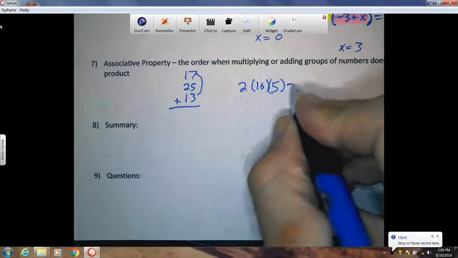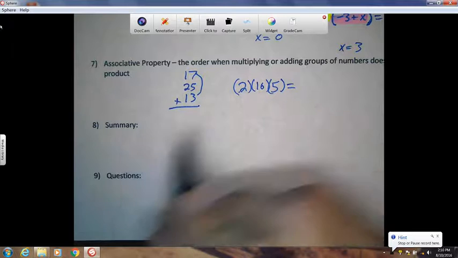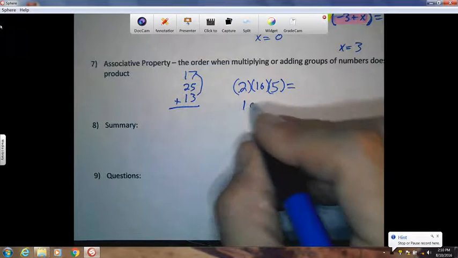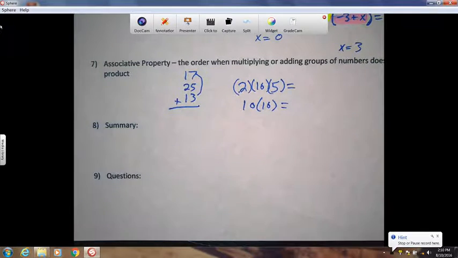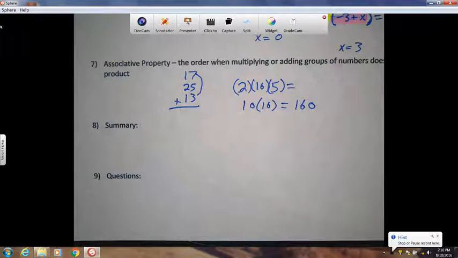If I have a multiplication problem, 2 times 16 times 5, order doesn't matter, so I might multiply 2 times 5 first because that's 10, and I know it's easy to multiply by 10 because 10 times 16 is 160. So just look for order. Sometimes that means multiplying the smaller numbers first because that might be easier.